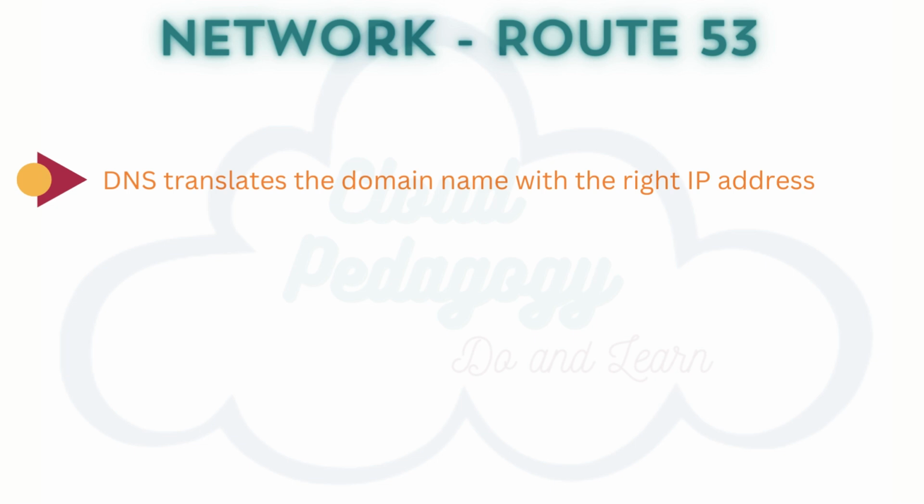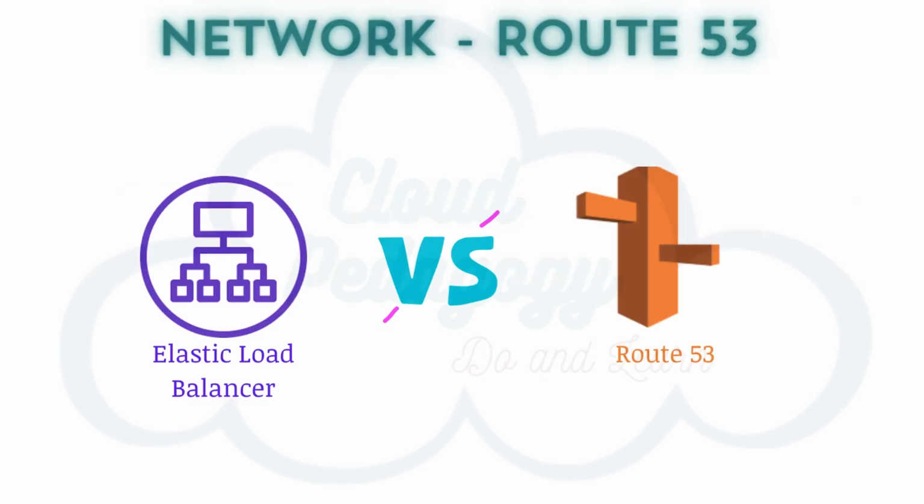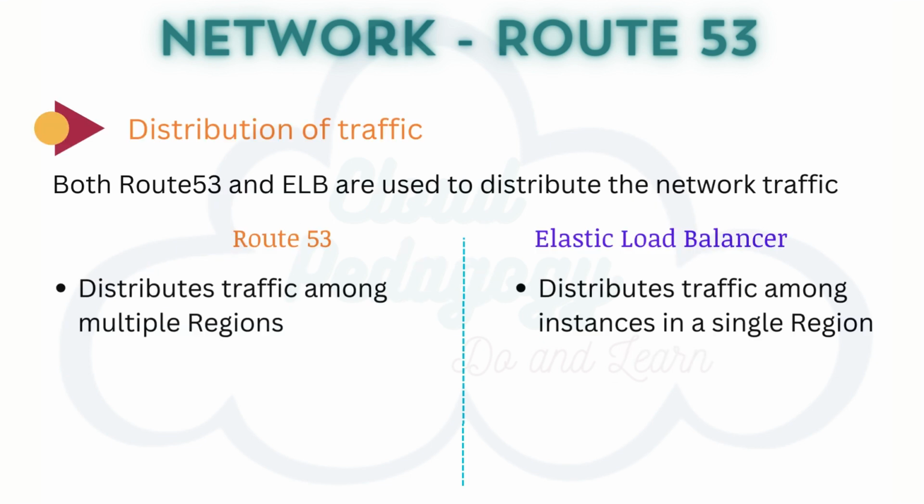But we have the DNS already. But why are we talking about Route 53, isn't it? So why do you think we need Route 53? Both Route 53 and Elastic Load Balancer are used to distribute the network traffic. These AWS services appear similar, but there are minor differences between them. Elastic Load Balancer distributes traffic among multiple availability zones, but not to multiple regions. Route 53 can distribute traffic among multiple regions.